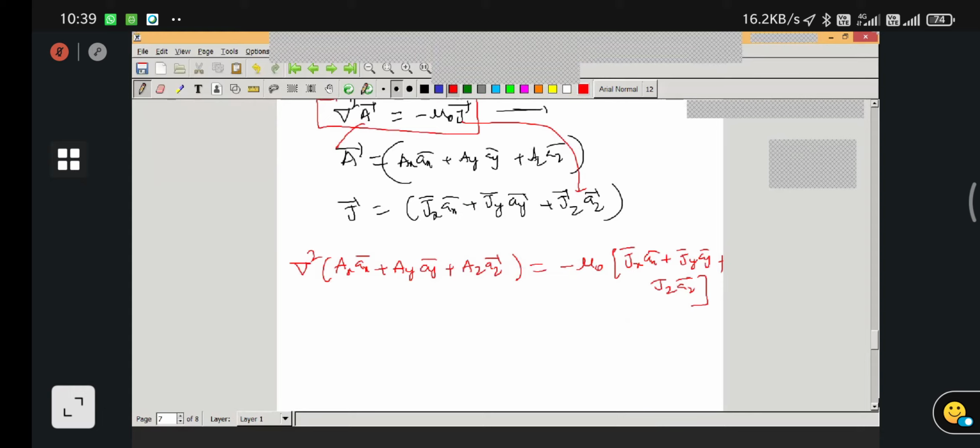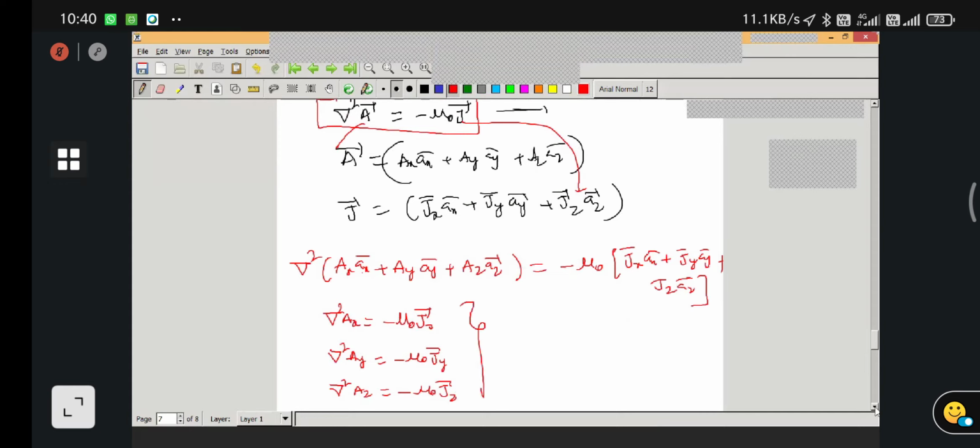Comparing component-wise: del square Ax equals minus mu naught Jx, since ax dot ax equals 1. In the same way, del square Ay equals minus mu naught Jy, and del square Az equals minus mu naught Jz. This is the comparison.